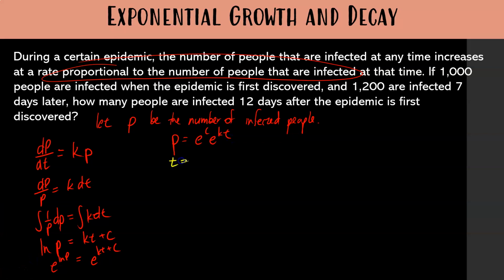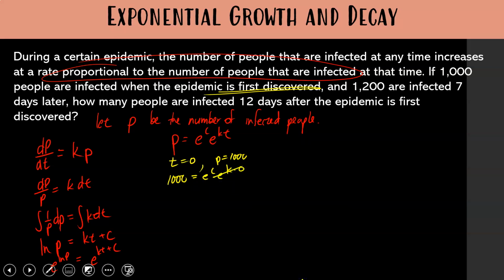Change colors, time equals 0, and there are 1,000 people infected. Well, I guess time equals 0 doesn't refer to the beginning. Time equals 0, as you can see, is when the epidemic is discovered. And so, e to the c is 1,000. The population of people infected is e to the kt times 1,000.